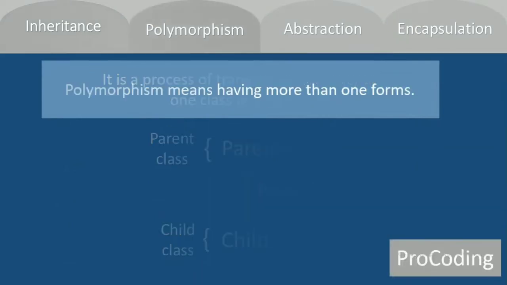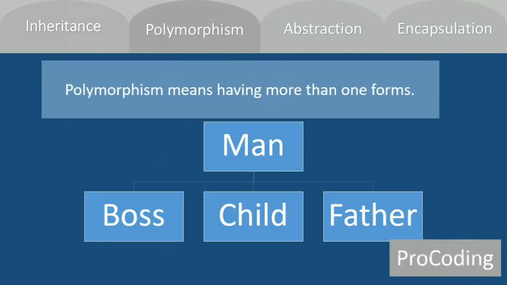The next is polymorphism. Polymorphism means having more than one form. For example, a man is also a boss, a child, and a father. That means the man has different forms that are boss, child, and father, and each form performs different tasks at different situations.